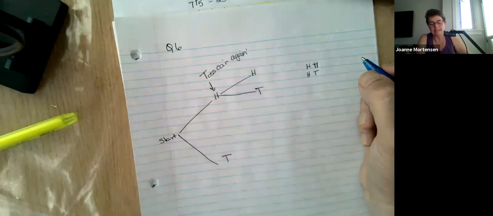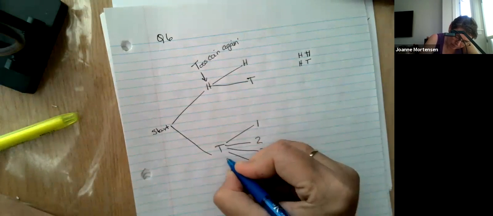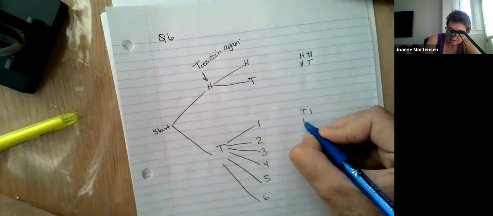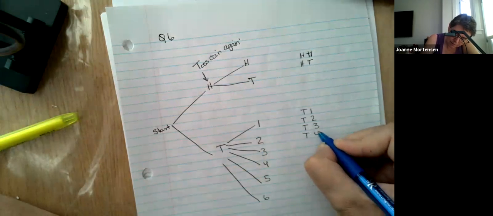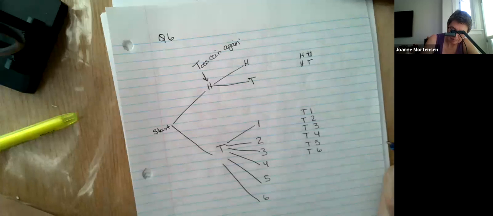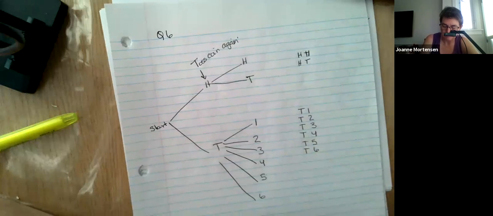But then the question says, if it lands tails, a 6-sided dice is rolled. 1, 2, 3, 4, 5, 6. So now we can get tails in 1, 2, 3, tails in 4, 5, tails in 6. 1, 2, 3, 4, 5, 6.